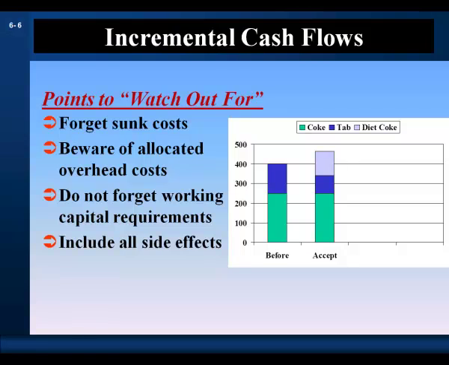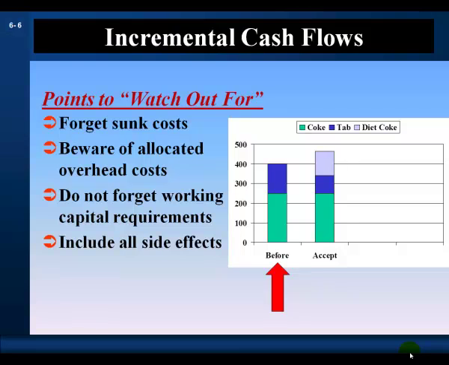Let's consider a hypothetical Coca-Cola company. It has two products, Coke and a Diet Cola called Tab. The company has these cash flows on the left. The cash flows of Coke are in green. The cash flows of Tab are in dark blue.